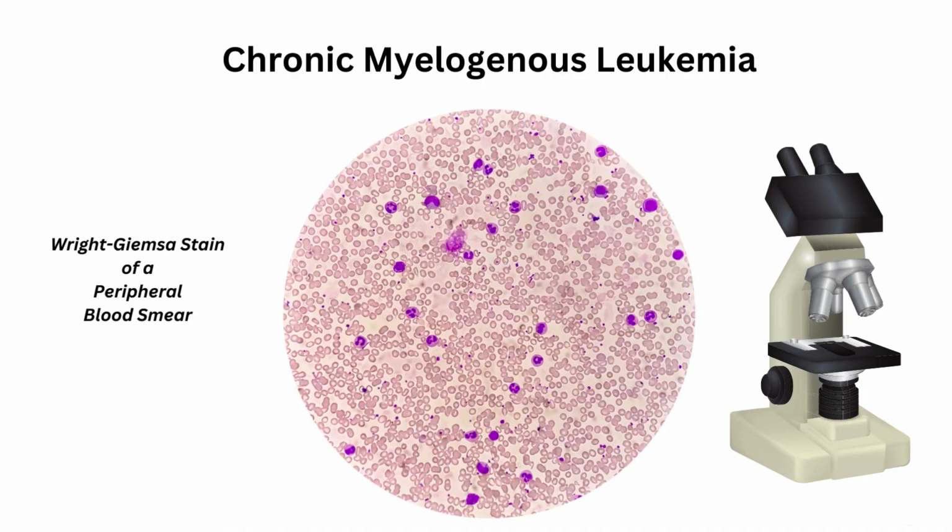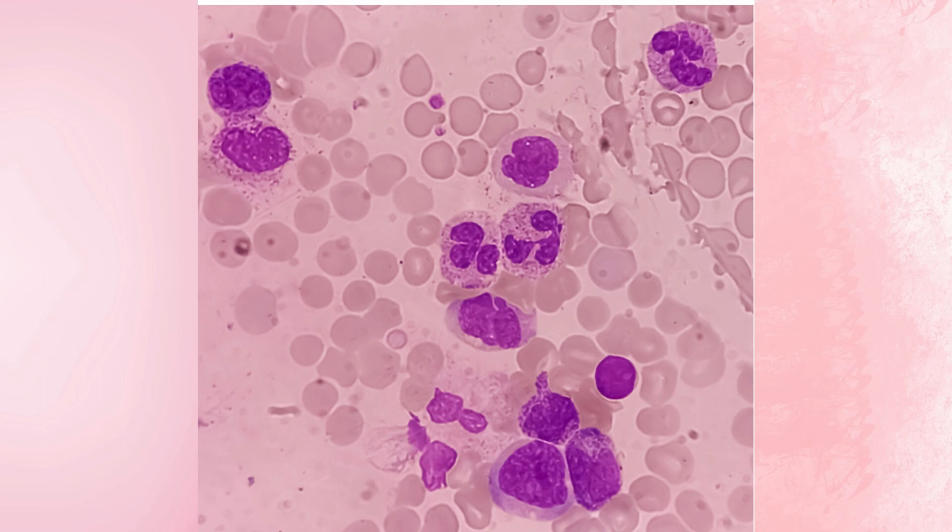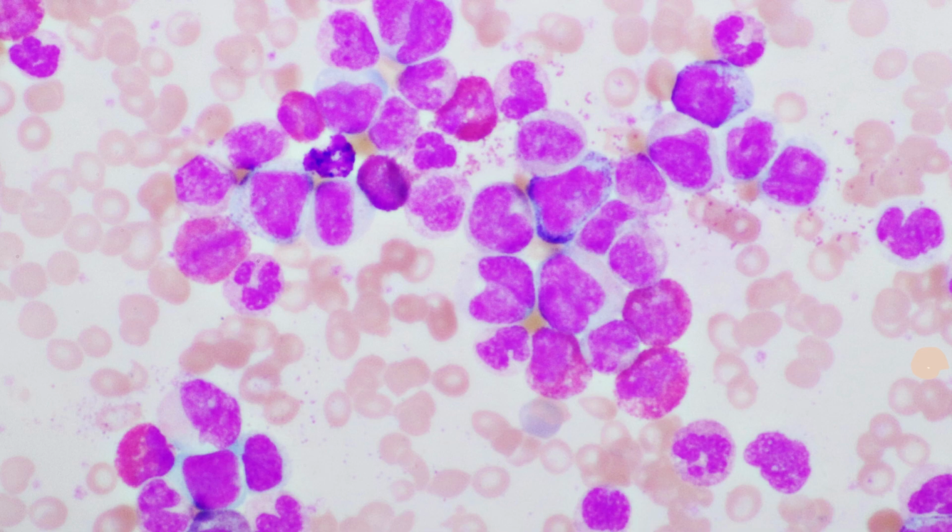Looking at a Wright-Giemsa stain of a peripheral blood smear, something stands out. We see a broad spectrum of neutrophils of different stages of maturation, from blast to segmented neutrophil, but we also mostly see myelocytes, metas, and bands. A few promyelocytes, occasionally one or two blasts. Note the basophilia greater than 2% and eosinophilia greater than 3%.